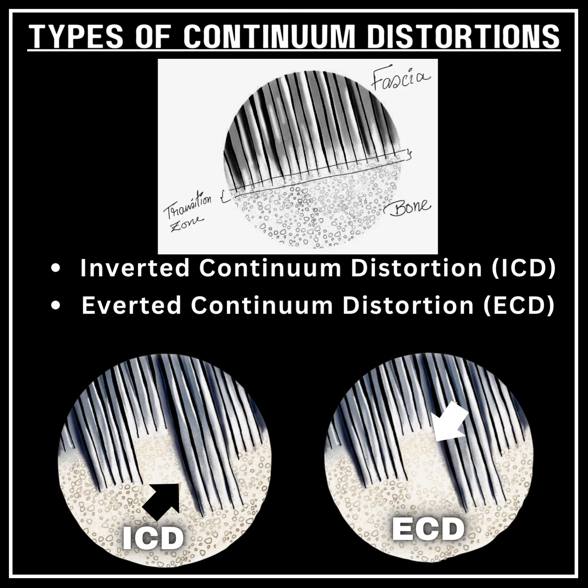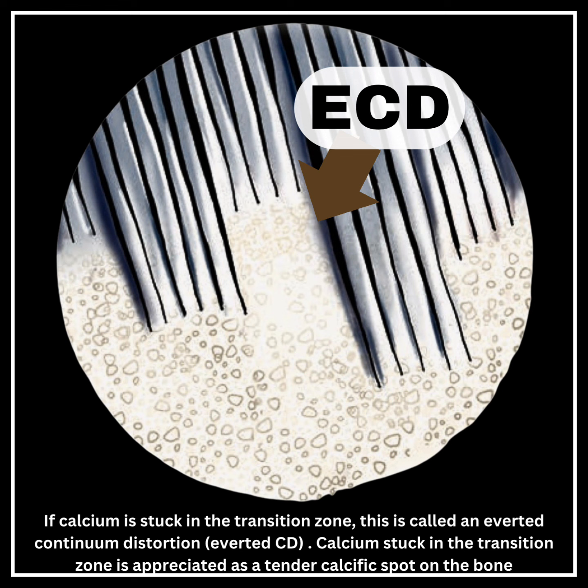Types of continuum distortions. There are 2 primary types of continuum distortions: Inverted Continuum Distortion, ICD, and Everted Continuum Distortion, ECD. Let's take a closer look at both. Everted Continuum Distortion, ECD. In an everted continuum distortion, the transition zone is stuck in an osseous, bone-like state, with calcium getting stuck in the fascia-bone interface. The patient often identifies the pain as a tender calcific spot on the periosteum, the outer layer of the bone. The distortion can be palpated as a small, hard lump, almost like a grain of sand beneath the skin.